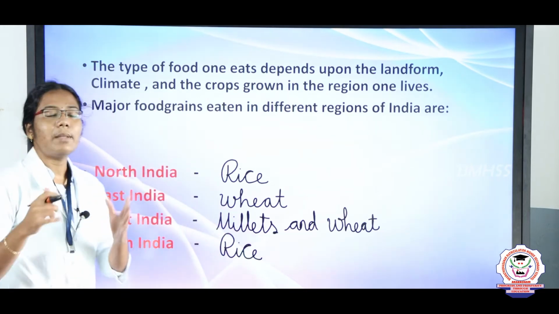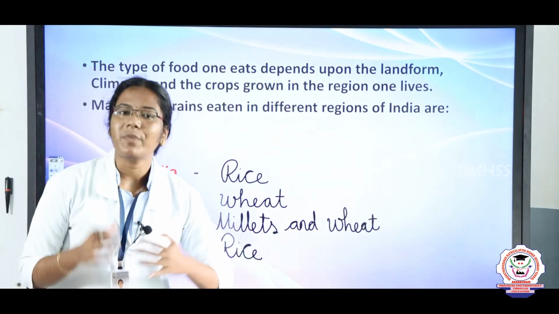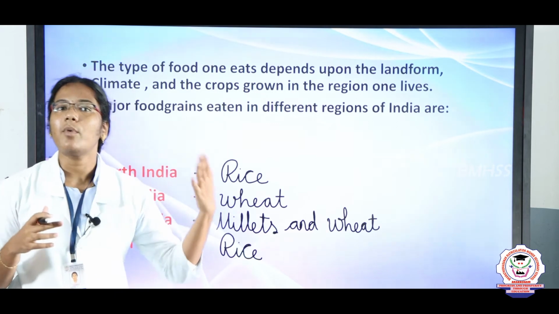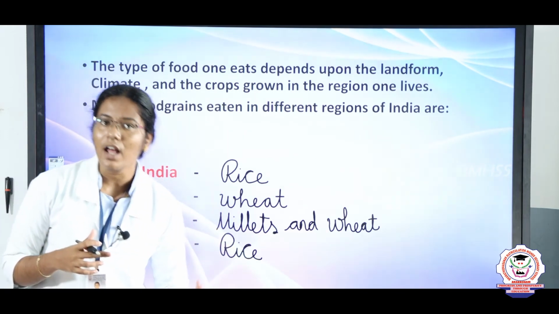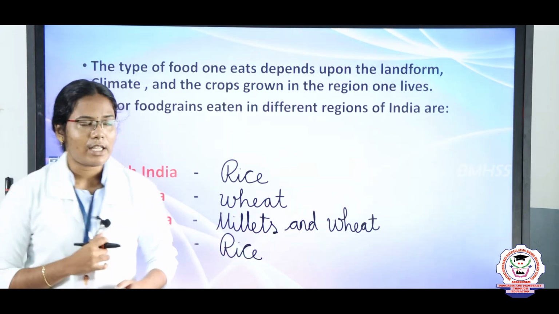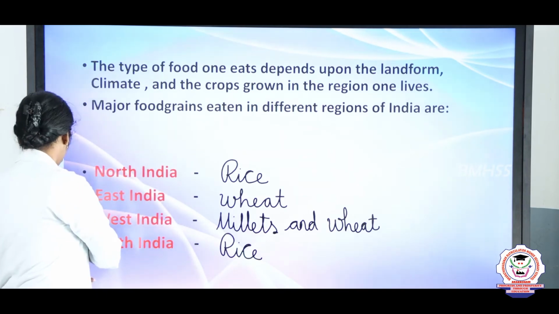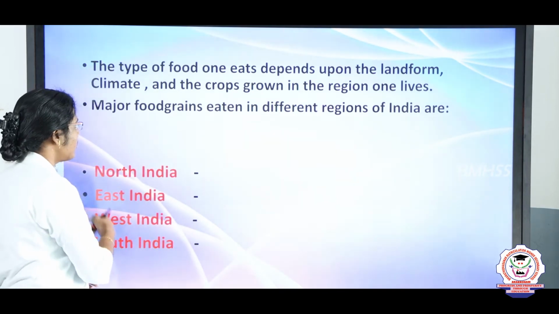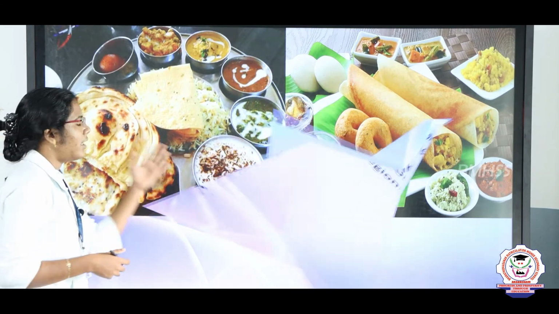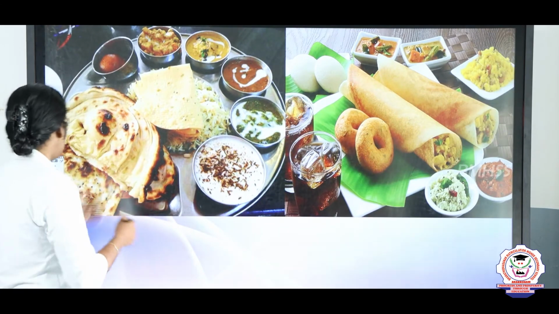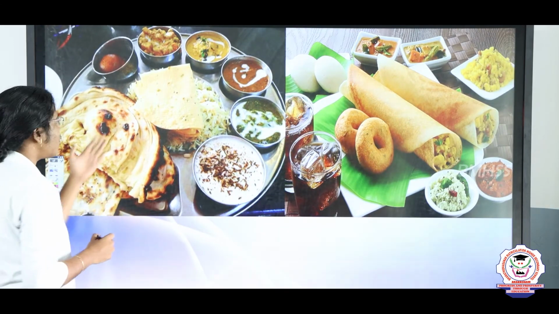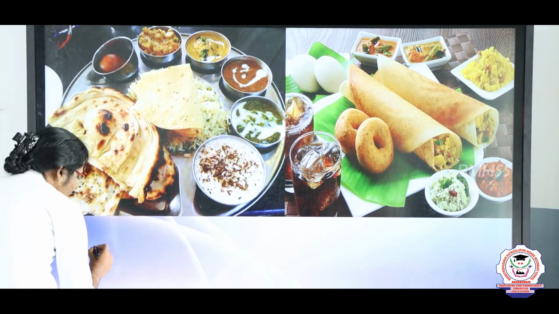Okay, so depending upon the type of landform, their climatic condition and the type of crops which are grown in their area, their food will vary. Then look at this picture, children. This picture refers to the North Indian food.